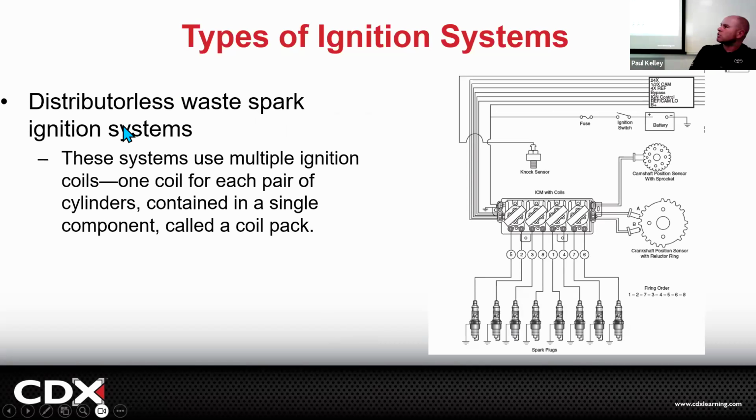We go to a type of distributorless ignition. This one, you see these coils? What would you call that? Isn't that a coil pack right there? But look, they're in pairs of 2. So this is a waste spark coil pack distributorless. All right, so let's break this one down.